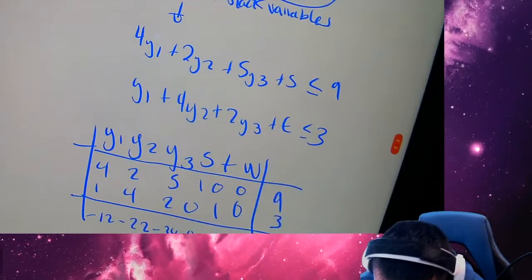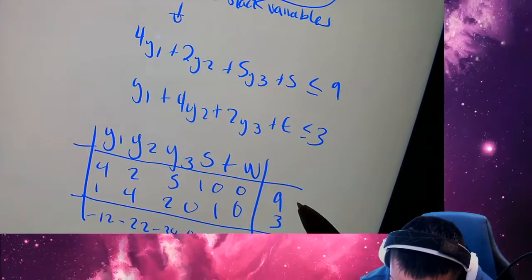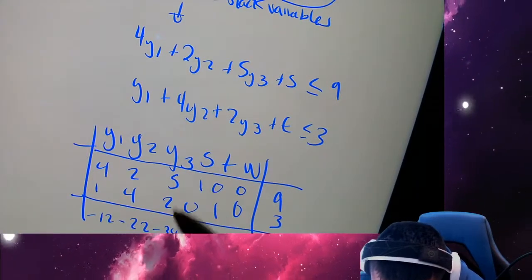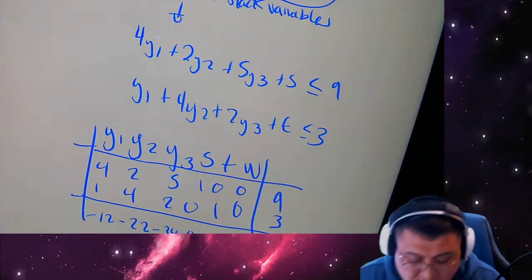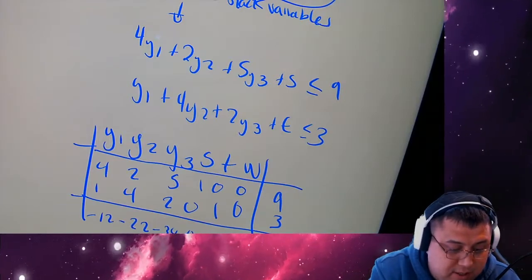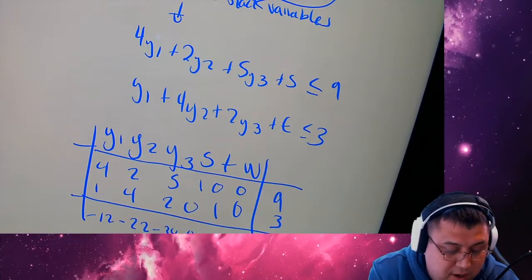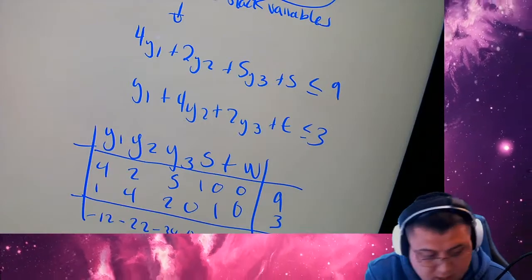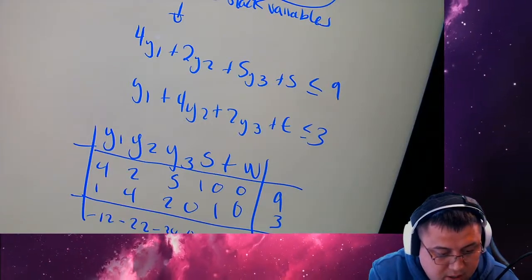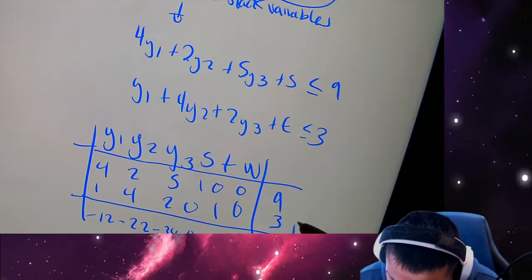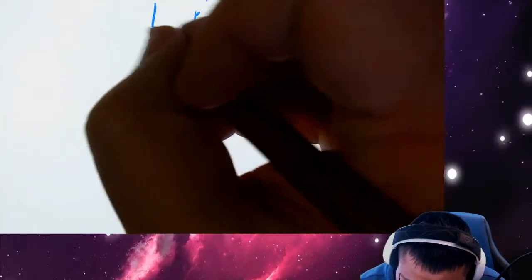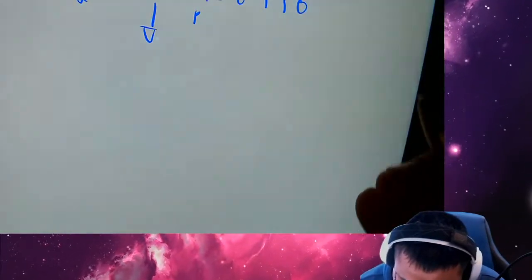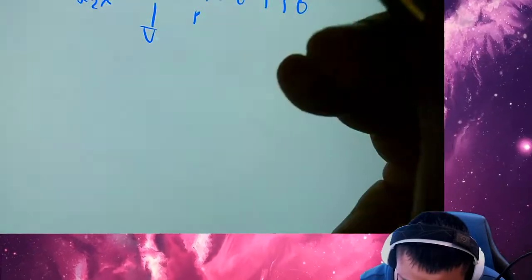And then we take the most negative, which is this column here, and then we divide by the number. So 9 over 5 is probably bigger than 3 over 2. Let's see, 9 over 5 is 1.8, and 3 over 2 is 1.5. This one is our pivot column. Okay, so we're going to take row 2 and multiply it by 1/2.